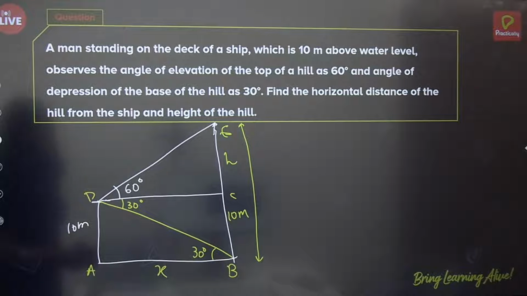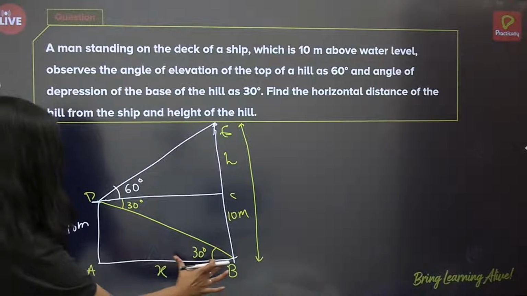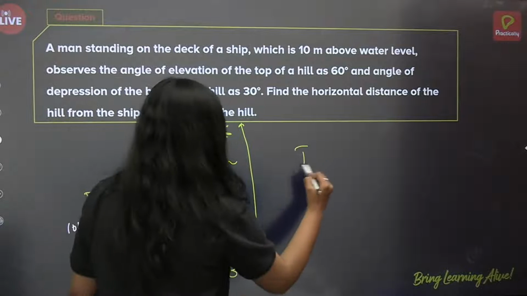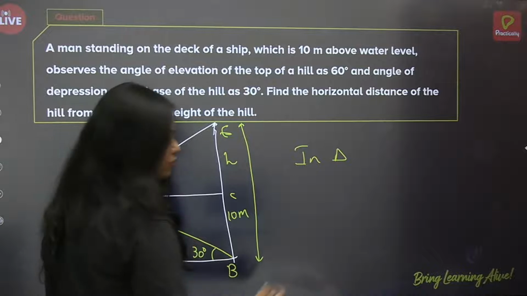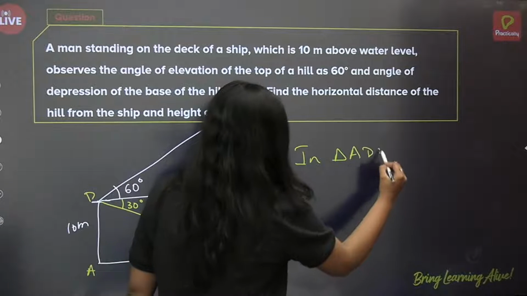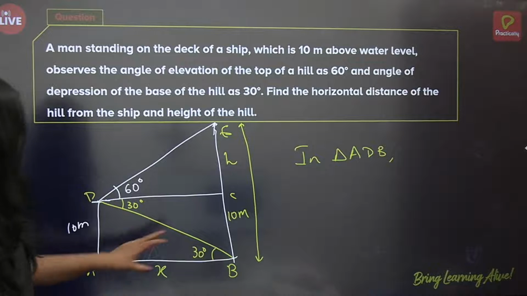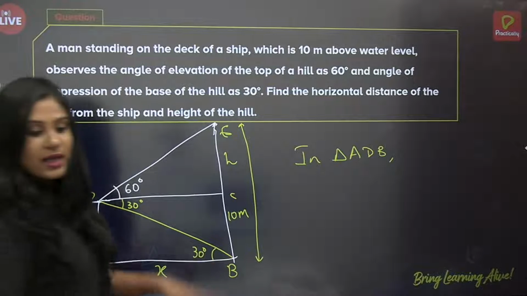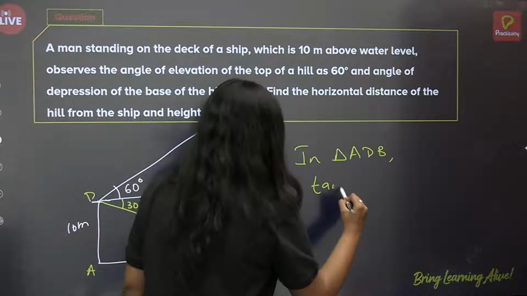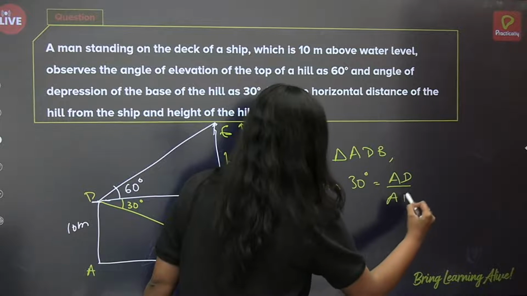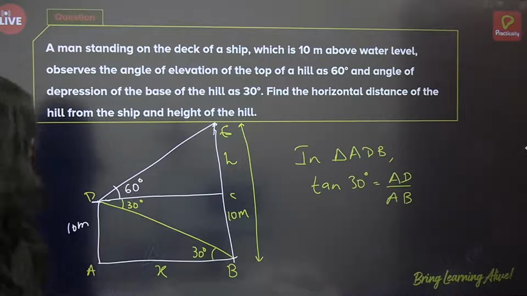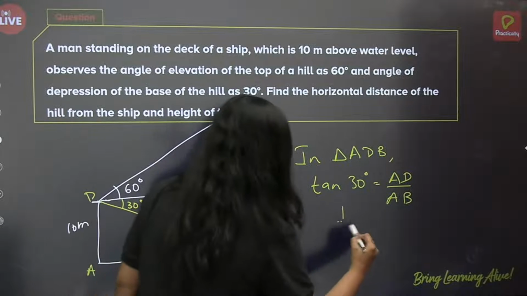So let us start solving. Now we want the length AB. So in triangle ADB, what do we know? Tan 30 equals AD by AB. Right? What is tan 30? Substitute the values, 1 by root 3.